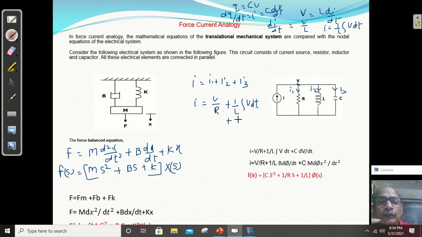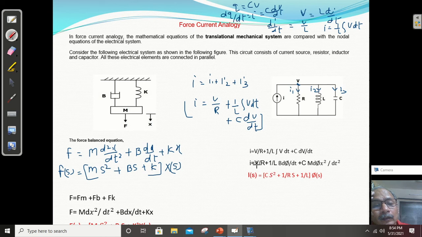So we will get these three equations: I equal to V by R plus 1 upon L integration of V dt plus C dV by dt. Okay, so I got it.